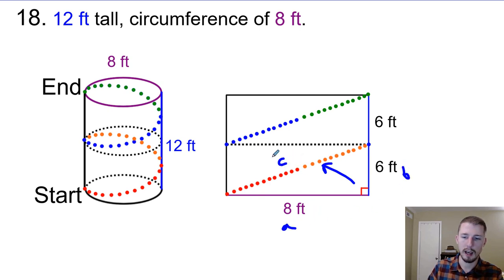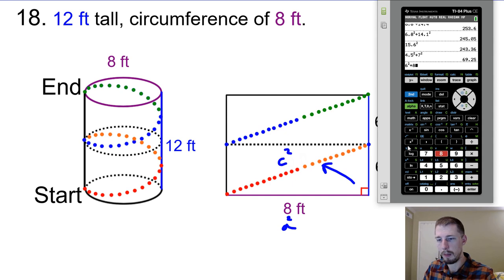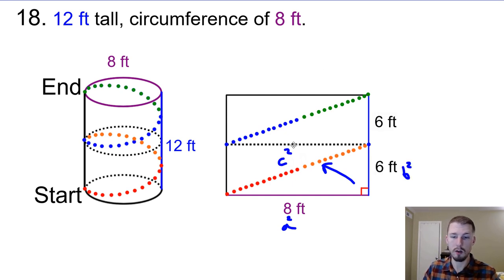So if you haven't guessed, how are we going to solve for the length of C? Oh, we'll use the Pythagorean theorem, right? So let's put this in our calculator and see what we get. So let's do 6 squared plus 8 squared, which is going to give us 100. And then the square root of 100 is 10. All right, so that means that C, in this case, must be equal to 10 feet. Kind of cool. So C squared was 100, so that was equal to 10 feet.